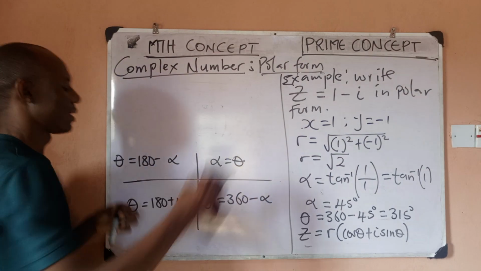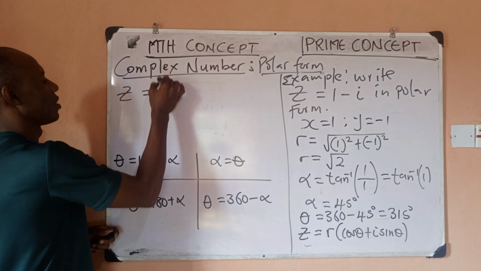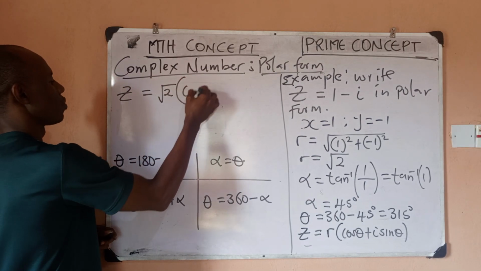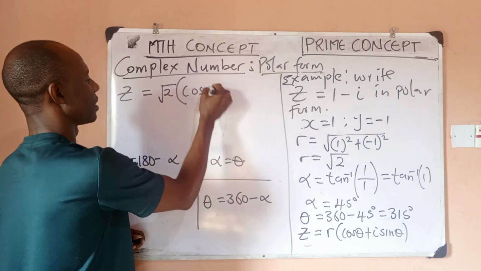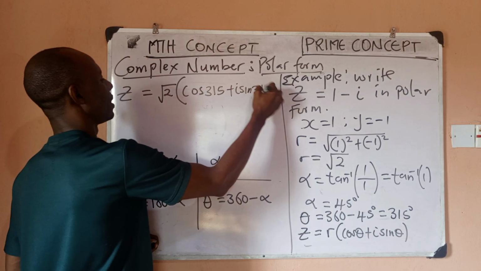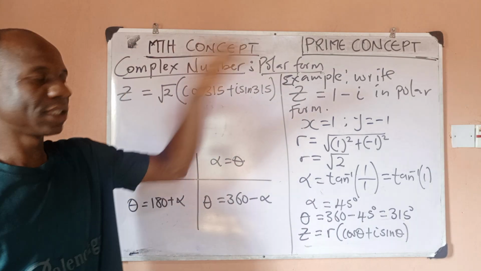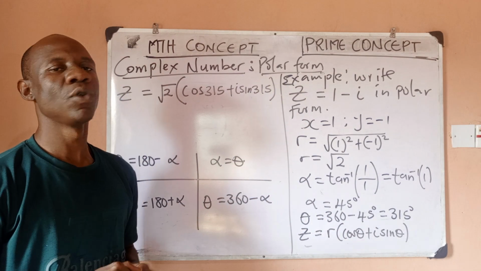So this is what I have, so that I can then write my answer z to be r, which is root 2 into cos 315 plus i sine 315. So this is my answer. So I've been able to write this complex number in polar form.